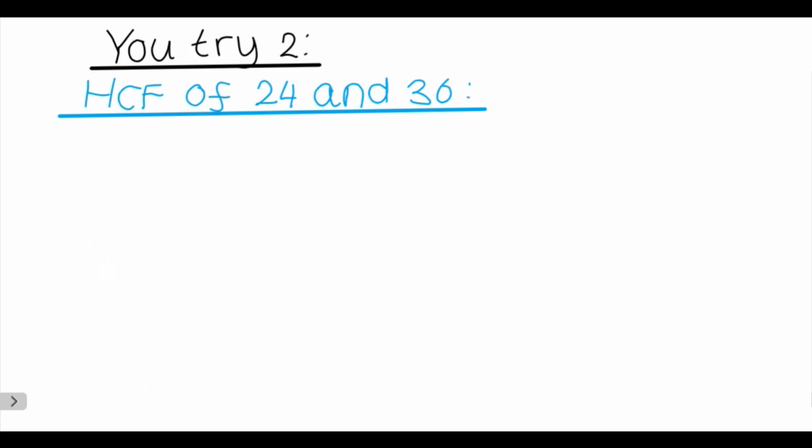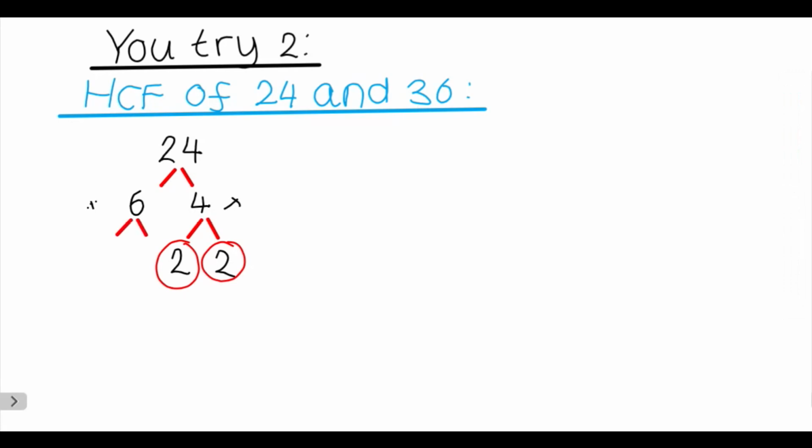So first up, we are going to write the prime factor tree for 24. That can be split into 6 and 4. And these are neither prime numbers, so we can keep dividing them. So 4 can be divided into 2 and 2, which are both prime numbers, so let's circle both of those. And now 6 can be divided into 3 and 2. And those are both prime numbers, so we're going to circle both of those.